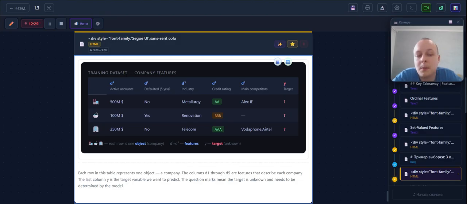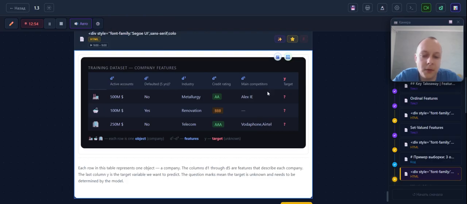Second one is binary feature. Is the company defaulted within 5 years? Yes or no? The third one is category, industry. Fourth one is ordinal. Is credit rating, and the fifth one is set valued. Here we can see that first object has only one competitor, the second one doesn't have, and the third one has 2 competitors.